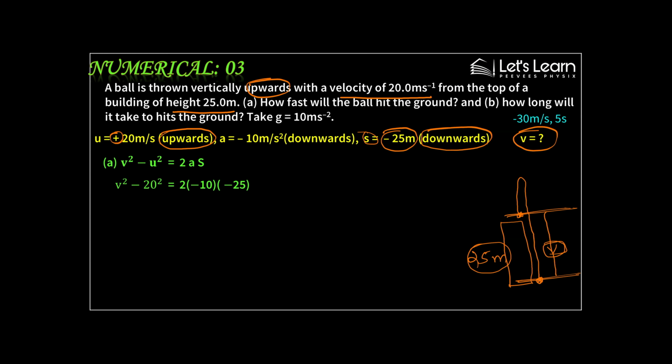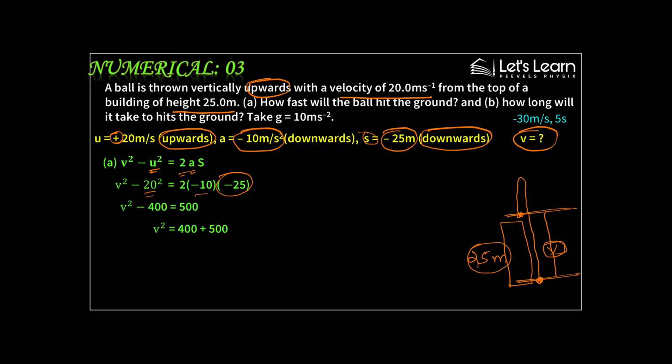So v square, u is 20, so 20 square. 2 times a as before. Acceleration is downwards, minus 10, and s is minus 25. Mathematics. The LHS becomes v square minus 400 minus 20 times minus 25, which gives you 500.